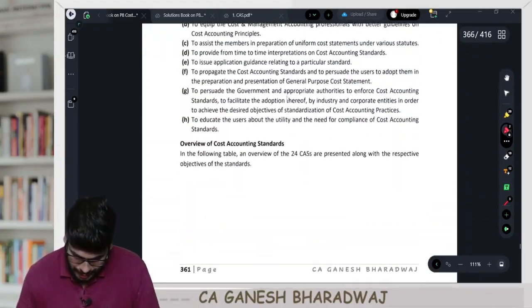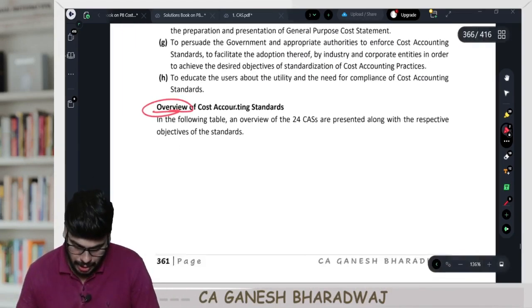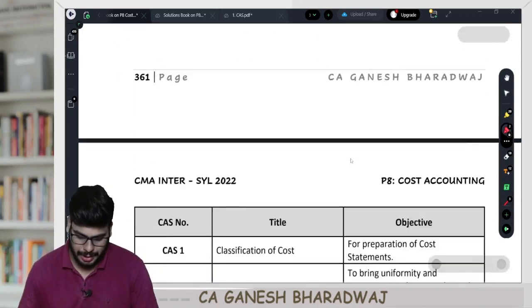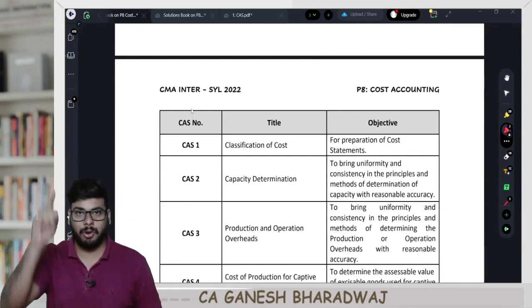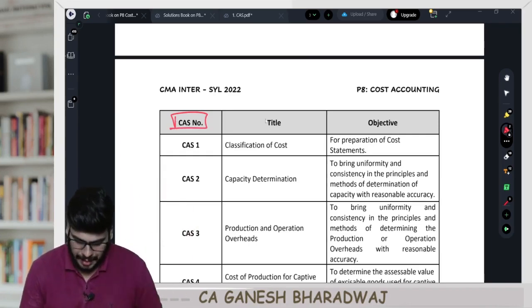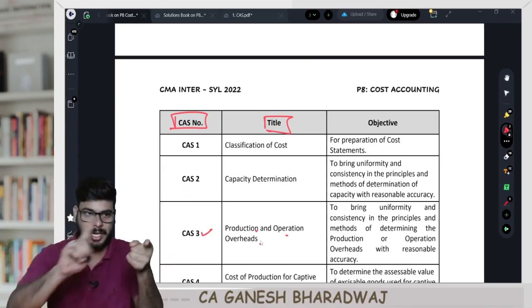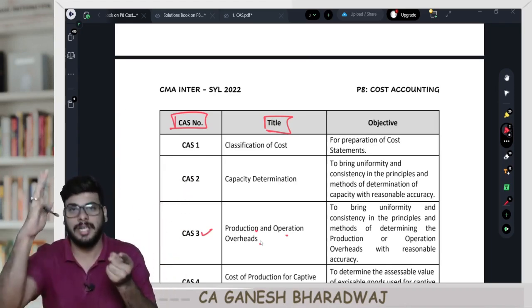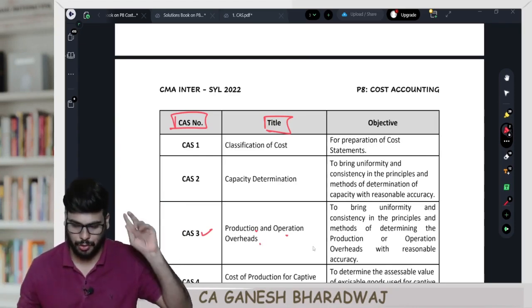Now, what they are saying is they have given an overview, not the entire cost accounting standards, an overview of cost accounting standards. Now, what you need to know is only this much from an examination perspective. 24 cost accounting standards are there. You should know the cost accounting standard number and the title. For example, CAS 3 stands for what? Production and operation overheads. So you need to know the number of the cost accounting standard, and that number stands for which particular area. That is the title of that CAS you need to know, right?